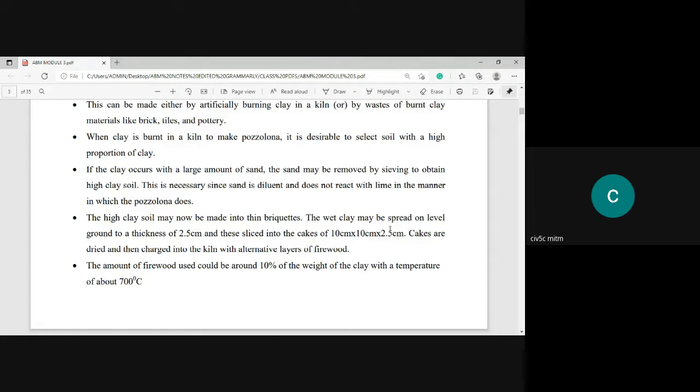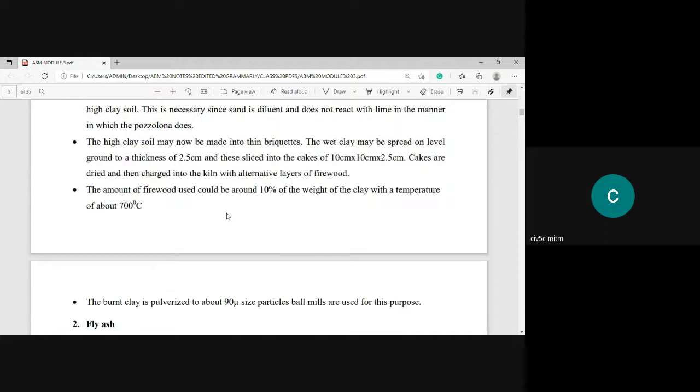a kiln. Burn them in a kiln, as I stated in yesterday's class, with alternative layers of firewood. By this way, we can go ahead. The amount of firewood used could be 10% of the weight of the clay, with a temperature of about 700 degrees centigrade.